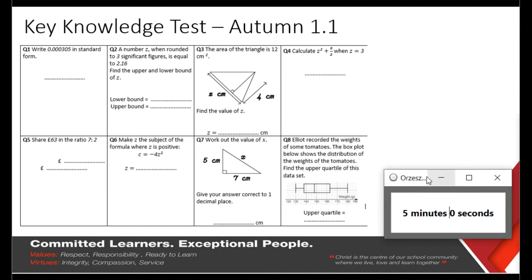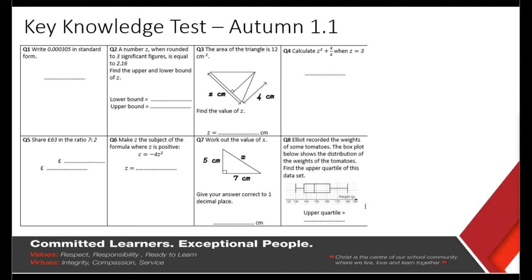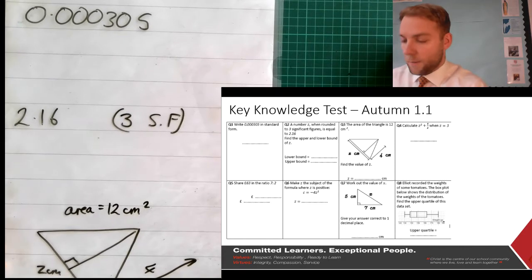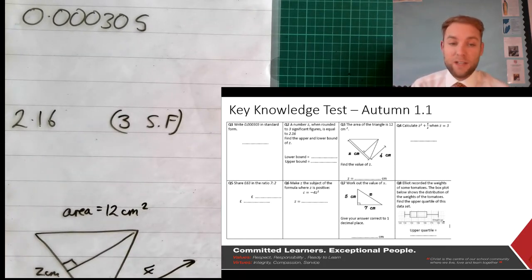Okay, so let's have a look at these together then. I wrote some of these out. We shouldn't take too long. As I said, these are key knowledge questions, so these are things that you'll need to progress to those harder questions. So let's have a look at this first one.